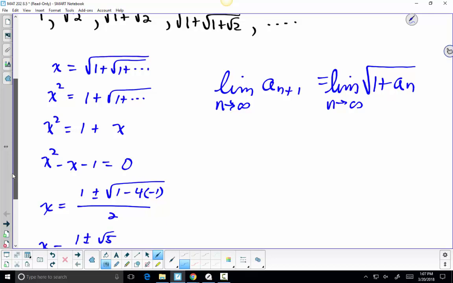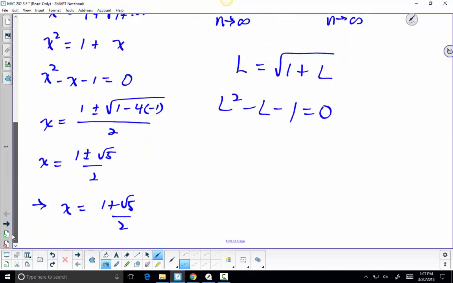And watch what we're going to get. If we assume that it's converging to L, the limit of a sub n plus 1 is L. And we can push the limit into the square root symbol, and we get this. When we square both sides, we'll get L squared. We subtract L, we subtract 1. Bada bing, we're at the same place that we were at algebraically when we squared both sides of that infinitely nested square root problem. Either of those techniques work fine. And that is what it converges to, right there: 1 plus root 5 over 2. Any questions on any of the steps, sir?